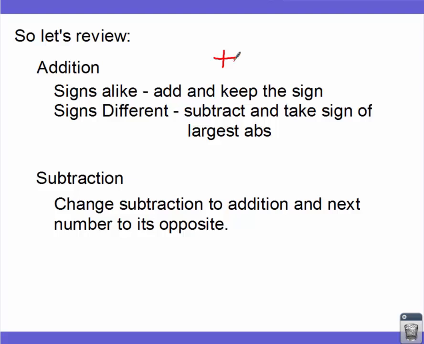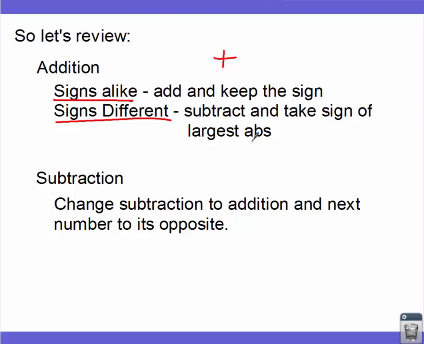And we have two things that we look at if it's addition. If our signs are alike, we're going to add our numbers together and keep the sign of the problem. So positive and positive make a positive, negative and negative make more negatives. But if our signs are different, we're going to subtract our numbers and take the sign of the number with the greatest absolute value. In other words, the number that's farthest from zero.